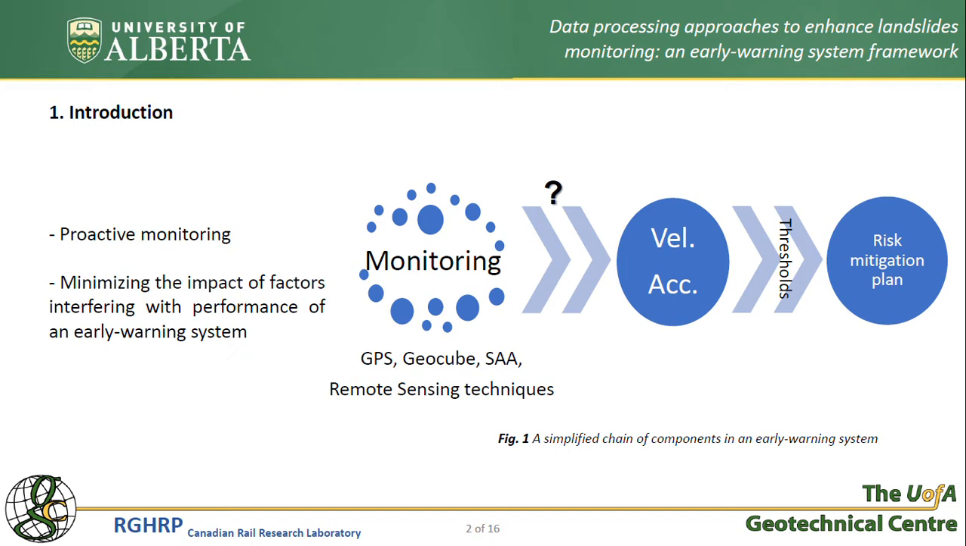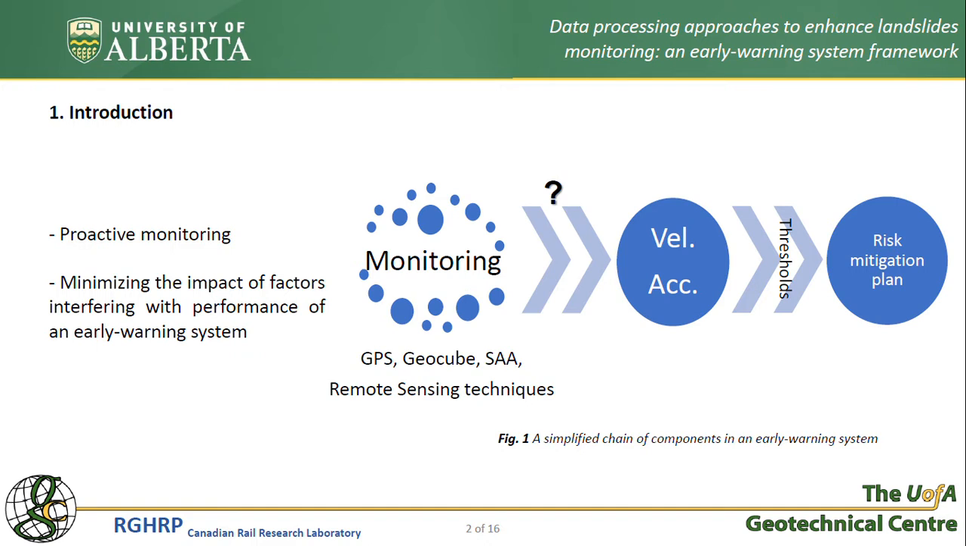There are numerous slopes experiencing slow movements for which stabilization is not a feasible option since they are either not cost-effective or eco-friendly. As a result, proactive monitoring has been adopted as a reliable approach to cope with these hazards. Early warning systems have been developed based on this logic to assist engineering communities, authorities, or stakeholders to mitigate financial losses and casualties. On the right, you see a simplified chain of components in such systems.